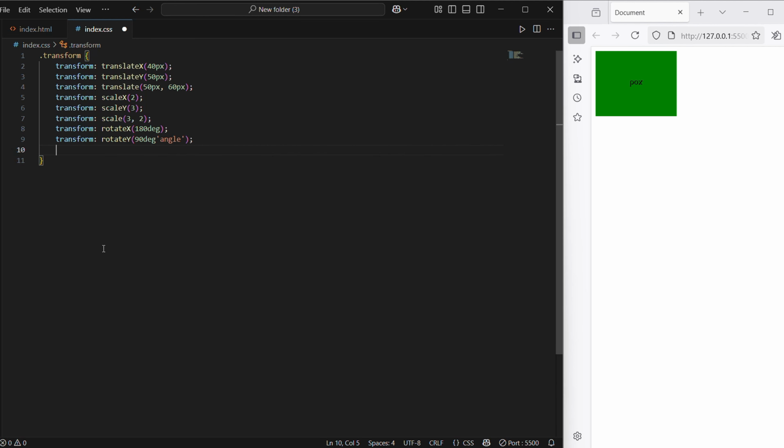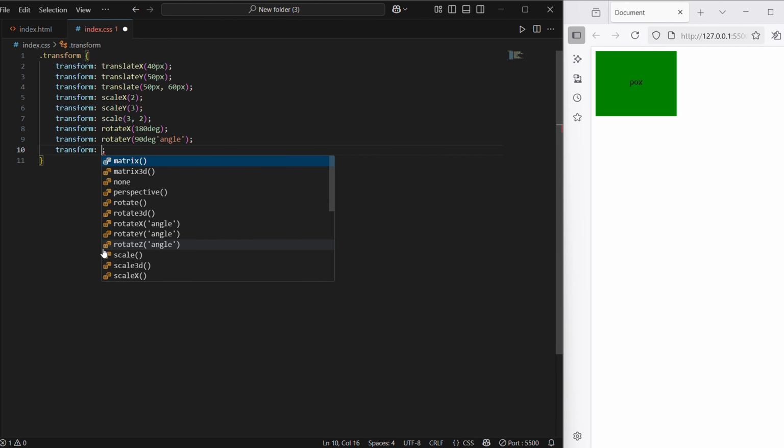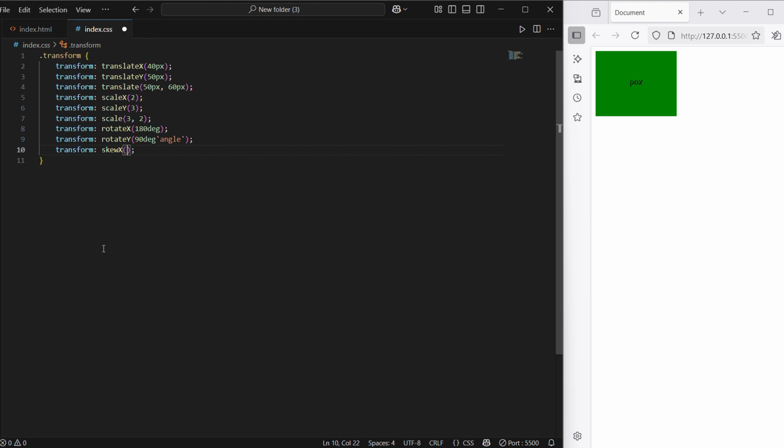The fourth one is skew. Skew is used to slant an element like this. Transform skewX and 40 degree. Transform skewY, for example, 90 degree. Or we can write it 50 degree, like this.